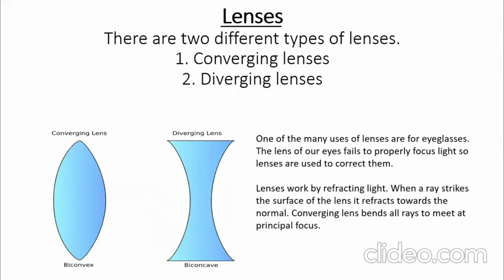So for lenses, there are two types. The first one is converging lenses. It's fatter in the middle than at the edges. The second one is diverging lenses. It's thinner in the middle than at the edges. The size of the image depends on how fat or thin the lens is. One of the many uses for lenses is eyeglasses.